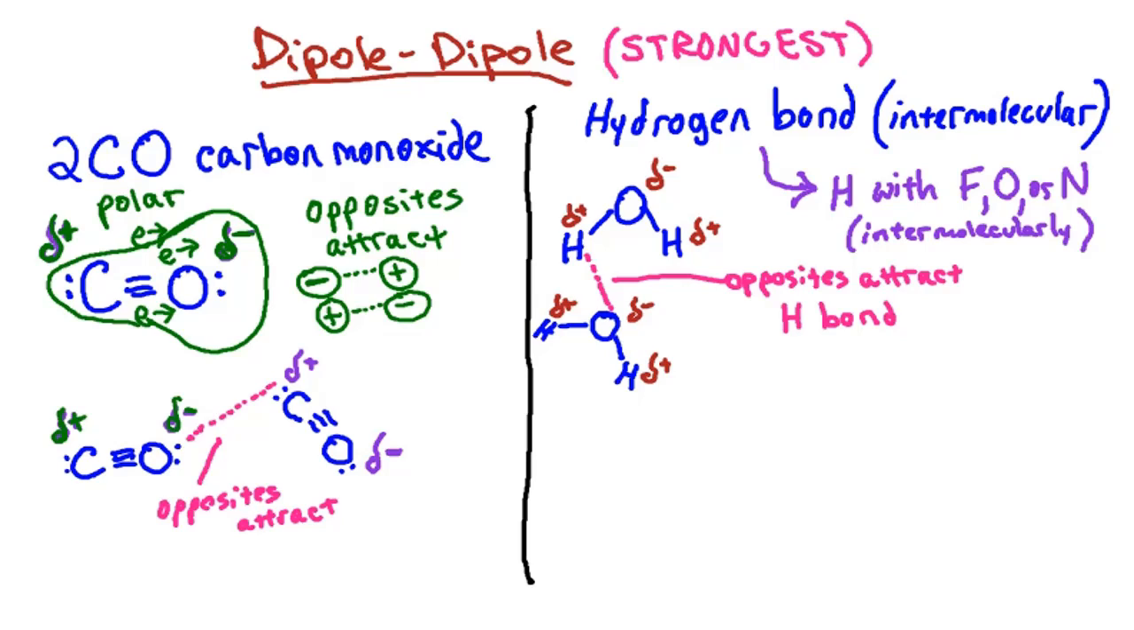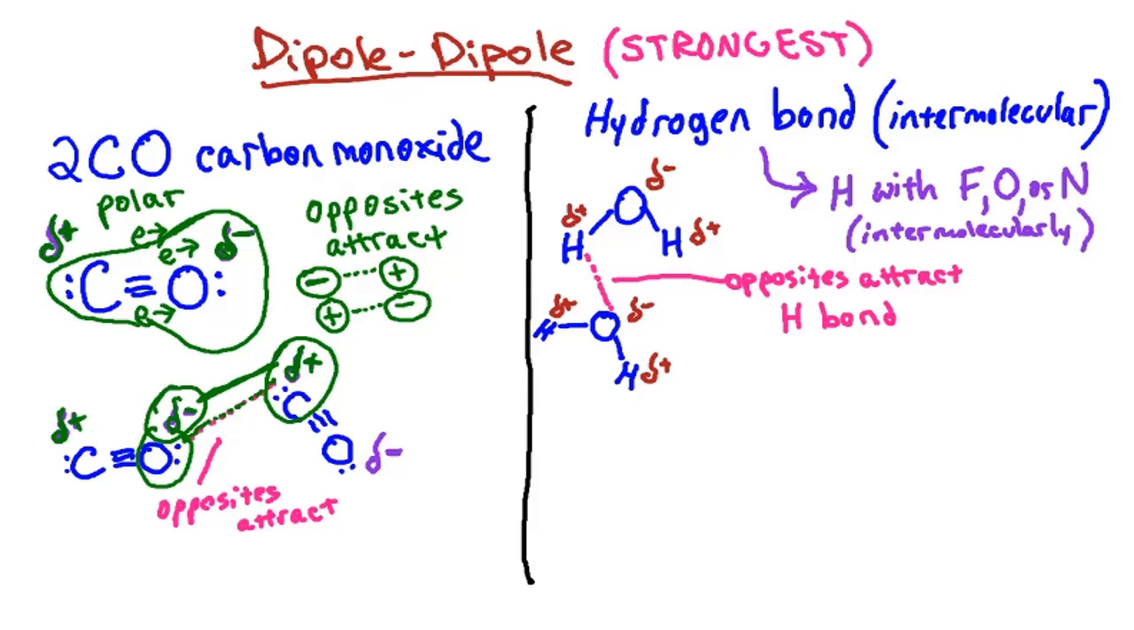And then you have another molecule of carbon monoxide. That carbon end, which is partially positive, is going to be attracted to the partially negative end of the other carbon monoxide molecule. So this negative end with the oxygen is going to be attracted to the positive end with the carbon end of the molecule, and that's how they're going to connect. That's how they're going to bond together and hook up.